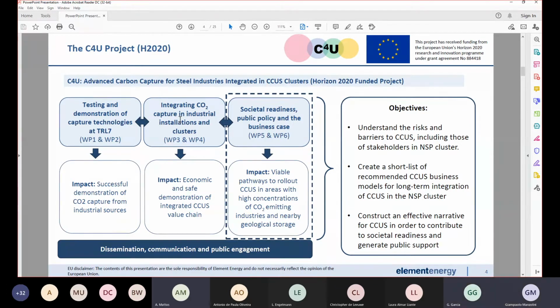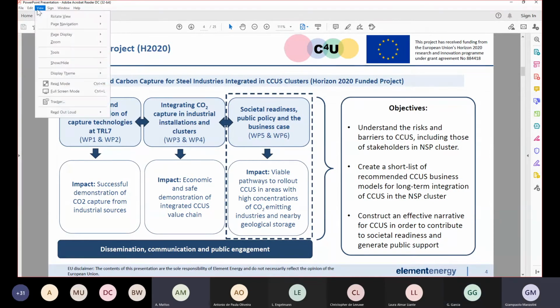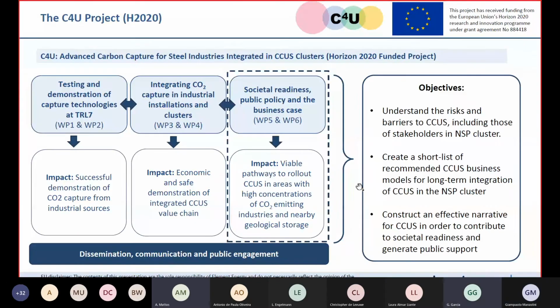Can you go to full screen mode, please? Sorry? Can you go to full screen mode? Mm-hmm, yeah. I could go to full screen mode. Is that better? Yeah, thank you.